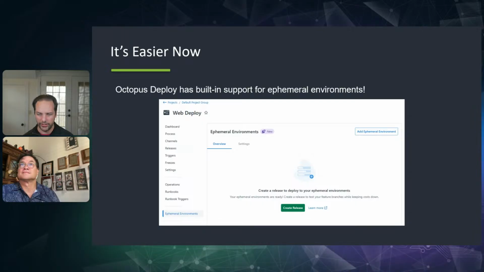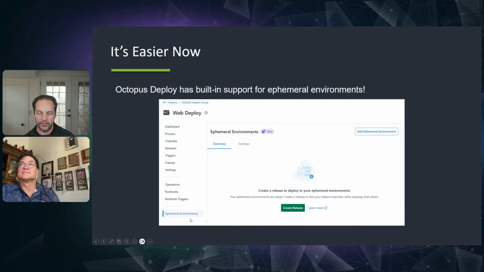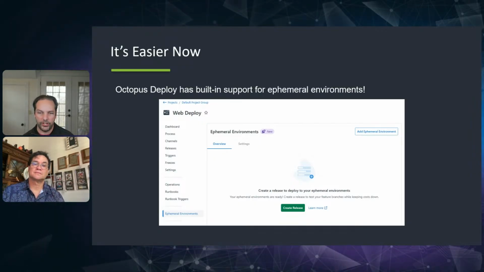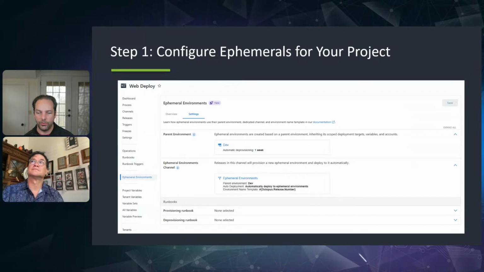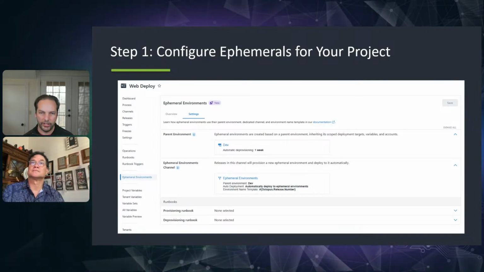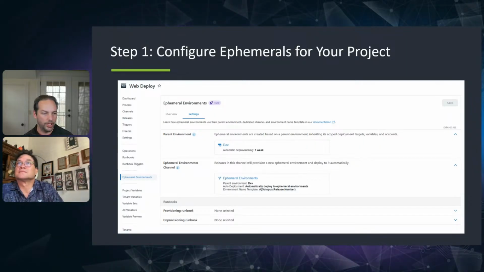We just heard that it's a first-class citizen in the platform. Well, it is. If you go into your project now, you'll see it says ephemeral environments, and you can go in and set this up. When you define an ephemeral environment, you can base it on a parent environment, which is probably going to be your development environment, but it's up to you. And it automatically creates a release channel. In this case, I think the default name is ephemeral environments.